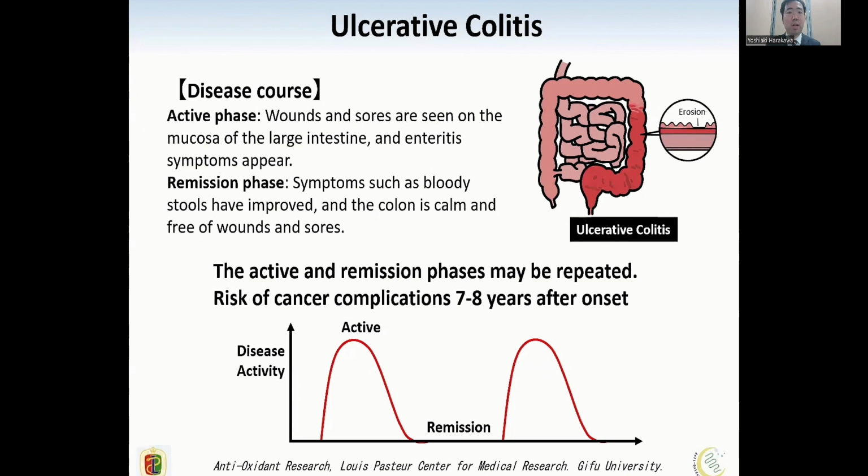Since ulcerative colitis is a chronic disease, symptoms may reappear in some patients, and the active and remission phases may be repeated. In addition, the risk of colorectal cancer complications increases 7 to 8 years after the onset of the disease. Therefore, such patients require regular endoscopic examinations even if they have no symptoms.